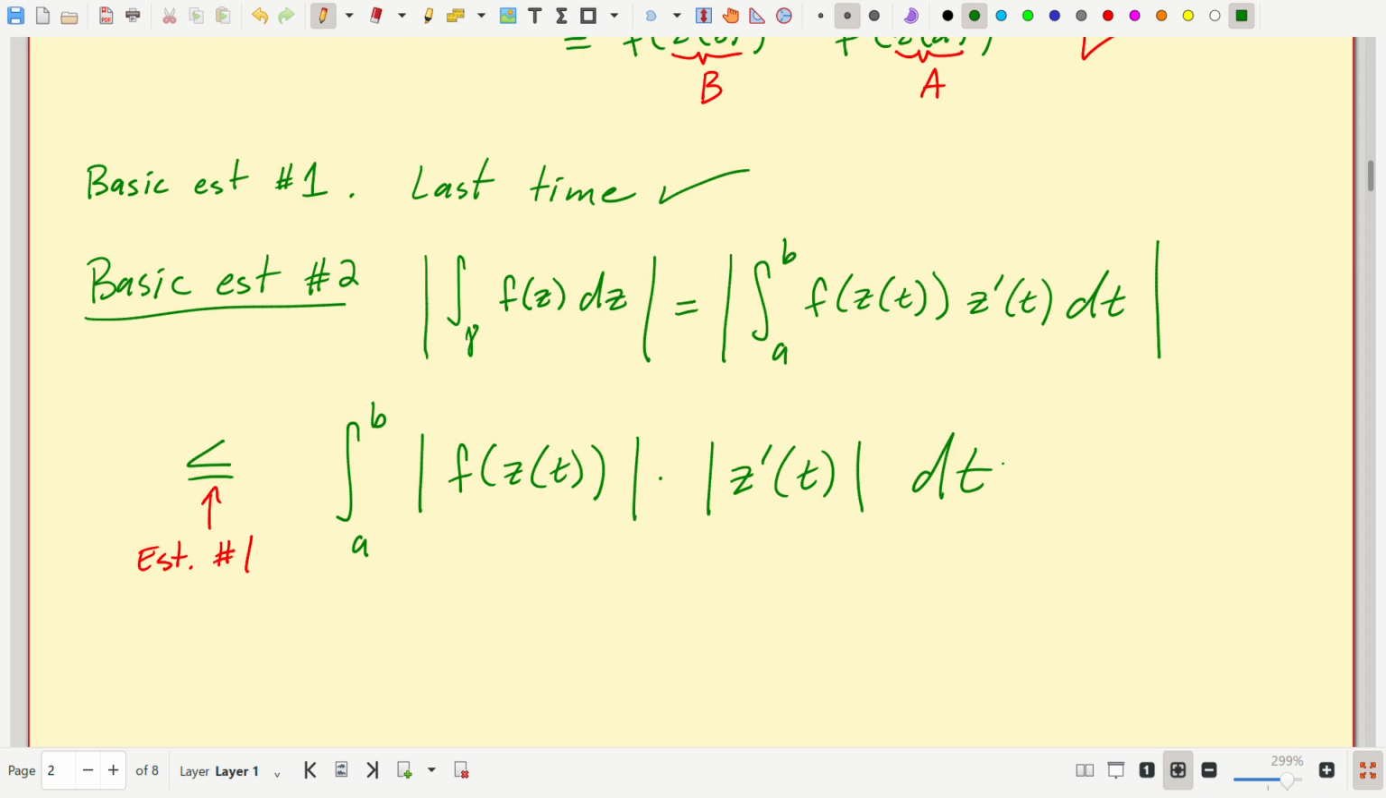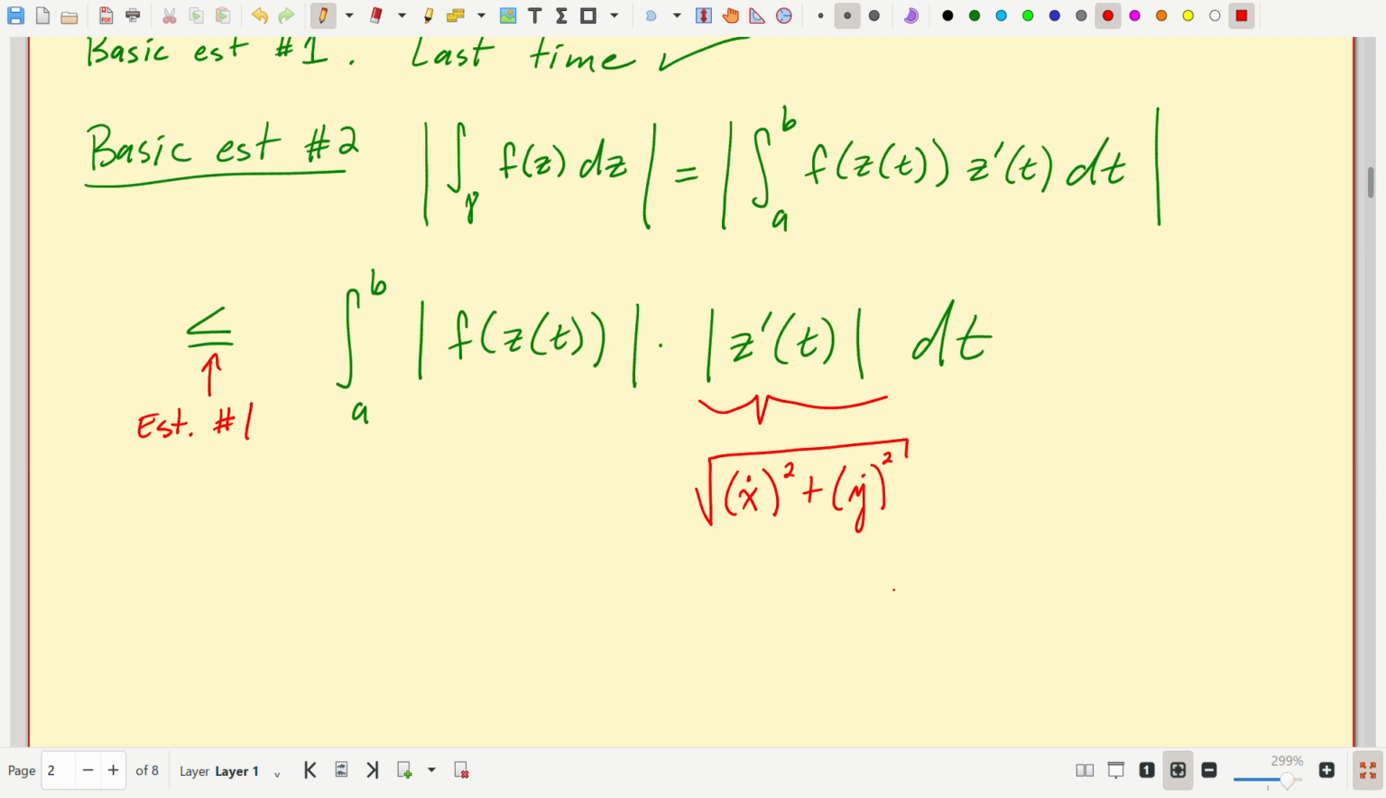Okay, interesting thing about this modulus here, that is the square root of x dot squared plus y dot squared. That should be a familiar thing from sophomore calculus. That's the element of arc length. Okay, and this will be, let's say this is less than or equal to M. And I'll tell you what that M is in a second.